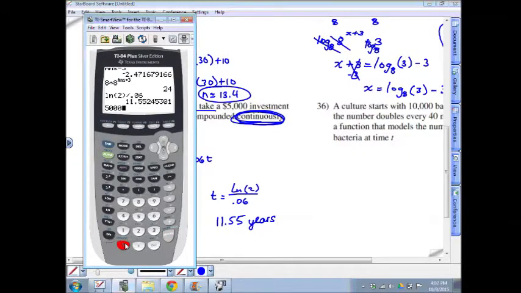And as always, it would never be a bad idea to check your answers. So I started with a value of $5,000 at a rate of 6% for 11.55 years. I should expect an answer of $10,000 here.